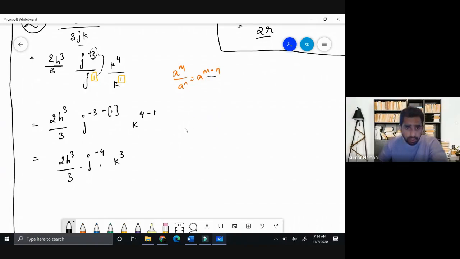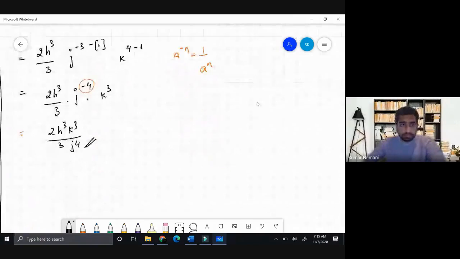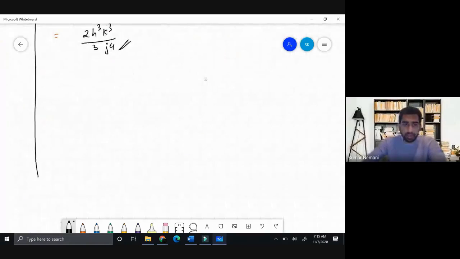But you know a power negative n is equal to 1 by a power n. That means this negative power can be pulled to the denominator, and it's going to be 2h cube k cube divided by 3j power 4, which is your simplified form for the question. Okay, let us do 29.